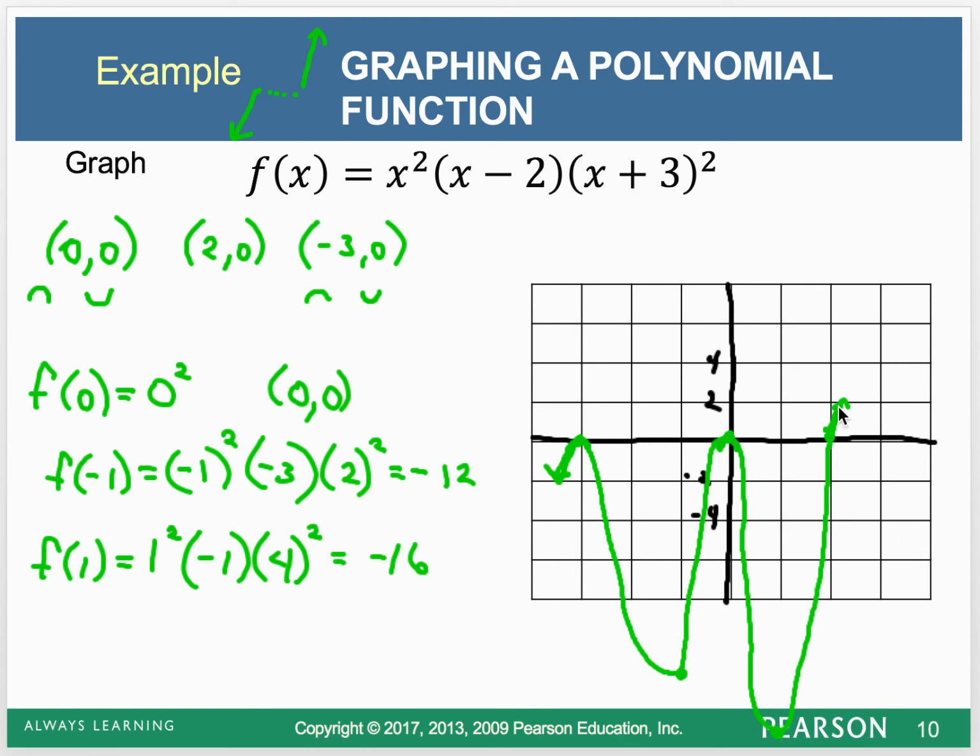Okay, and notice my ends are going in opposite directions because it's an odd degree. And again, I've got a very good approximation of that graph. Okay, awesome. Let me know if you have any questions.